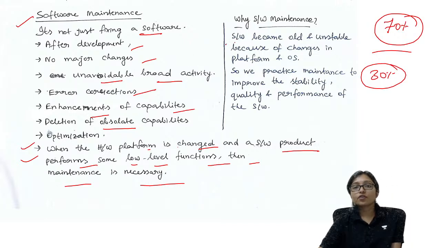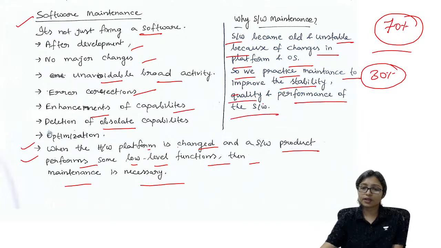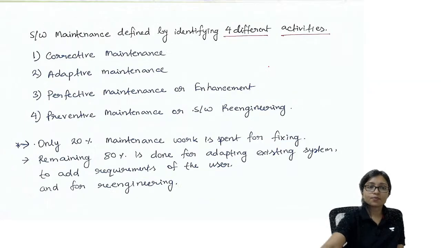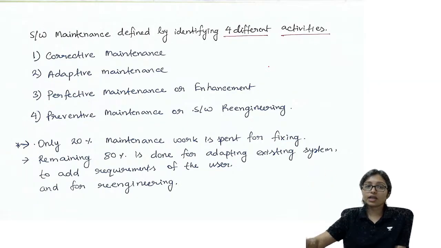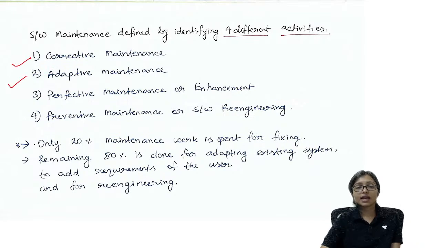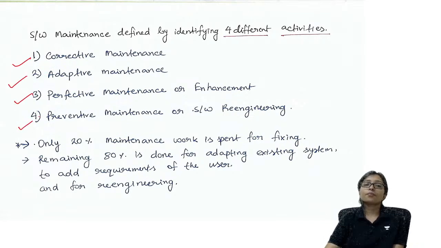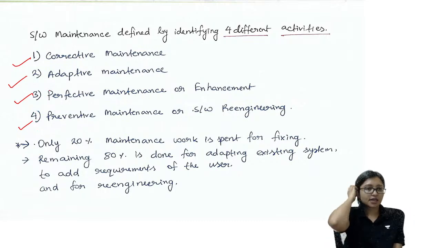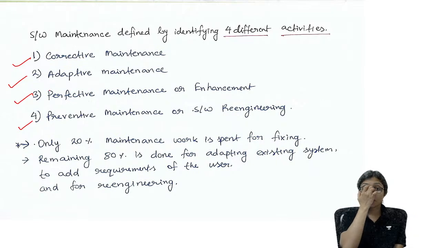Software becomes old and unstable because of changes in the platform and operating system. So we practice maintenance to improve the stability, quality and performance of the software. That is called maintenance. These are the four most important types of maintenance: corrective, adaptive, perfective and preventive.